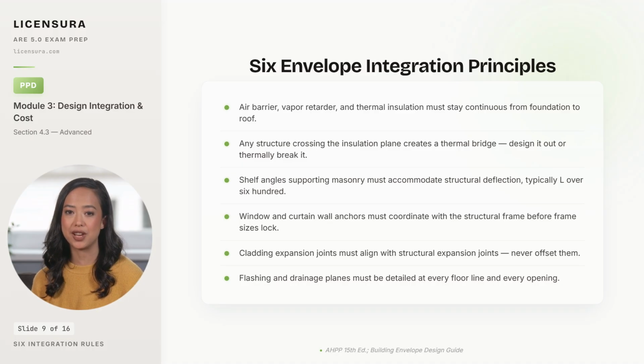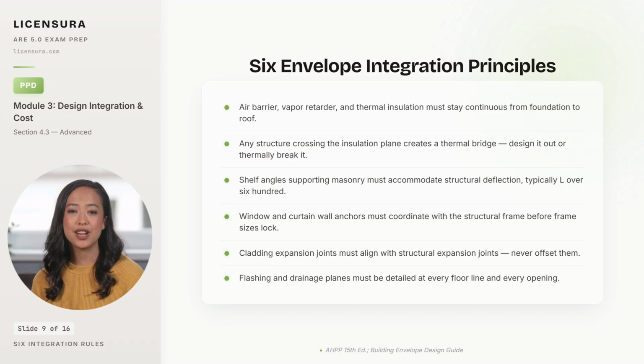Any gap is a path for air, water, or heat, and the gap usually ends up being the source of the future claim. Second, any structural element that crosses the insulation plane creates a thermal bridge, and the architect either designs it out by relocating the structure or thermally breaks it with engineered isolation clips. Third, shelf angles that support masonry have to accommodate structural deflection, and the standard is typically L/600, meaning the cladding has to tolerate the frame deflecting that amount without cracking.